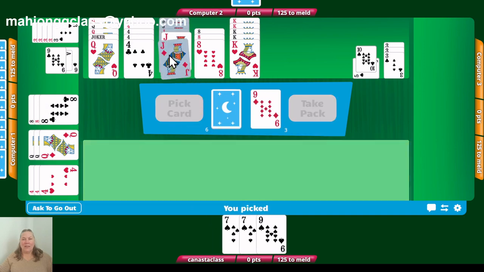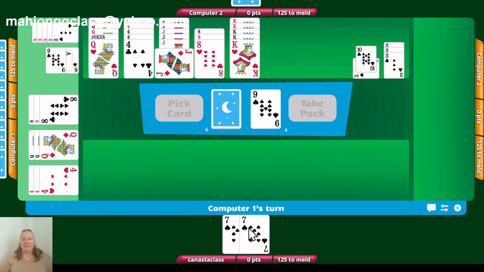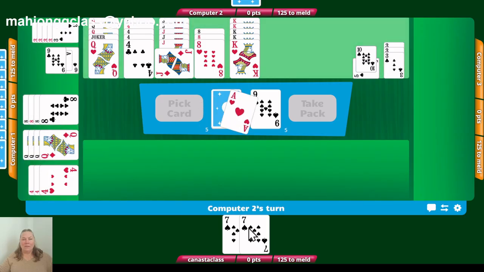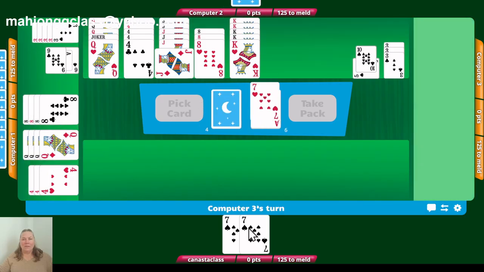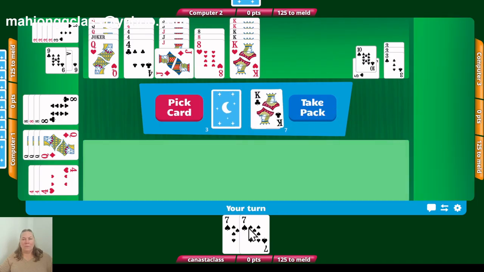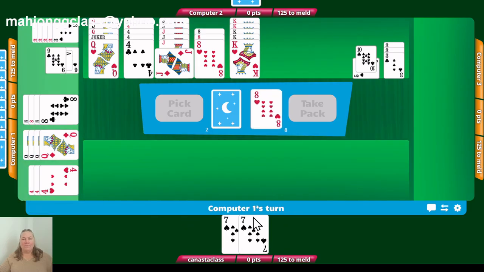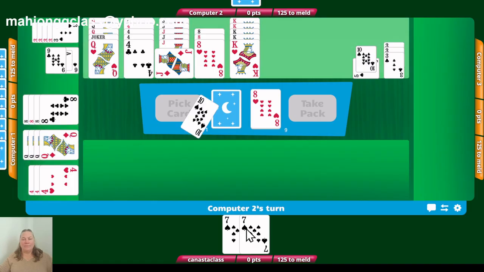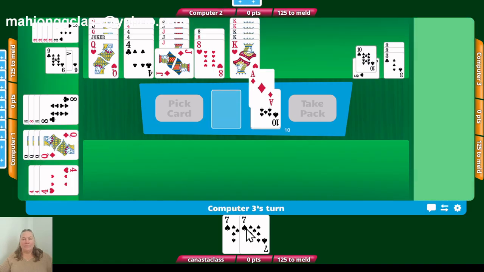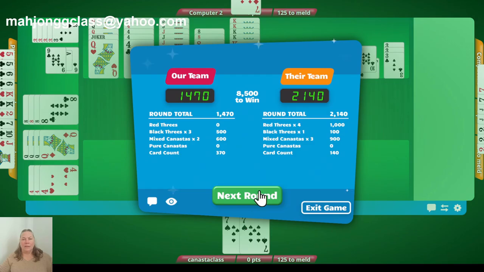We're going to put the jack out and put the 9. I was hoping my partner would be able to go out. I'm not going to put the 7 down. I don't want him to make 7s. I'm going to put the 8 down. We got 1,470. They got 2,140. On to the next game.